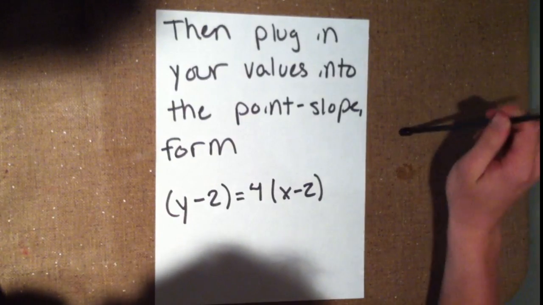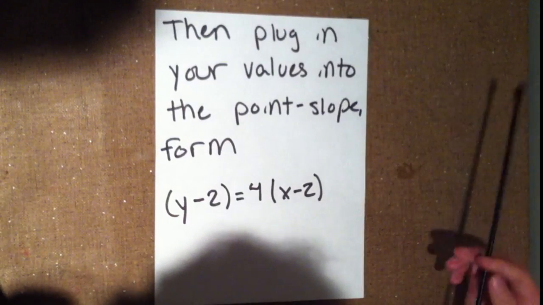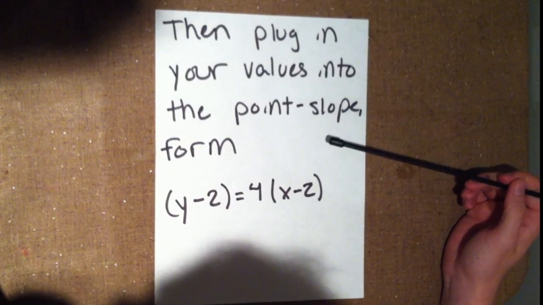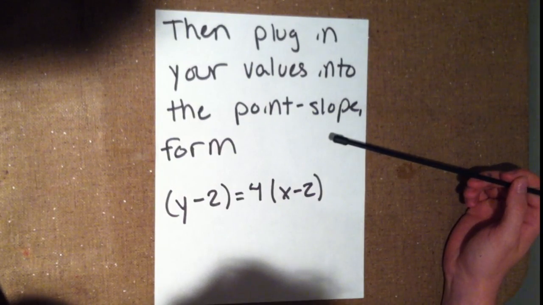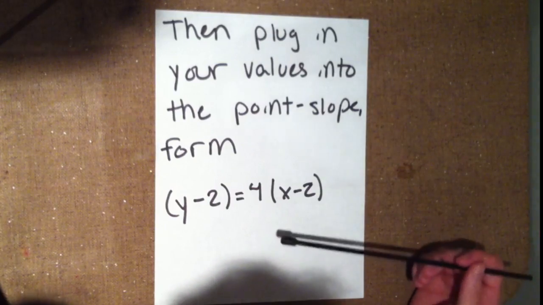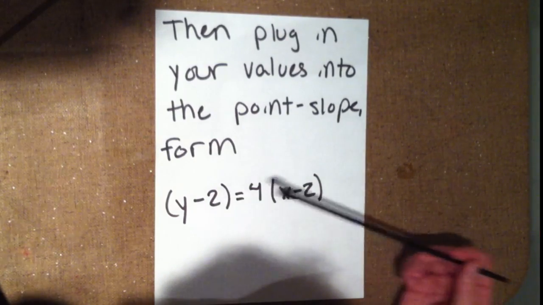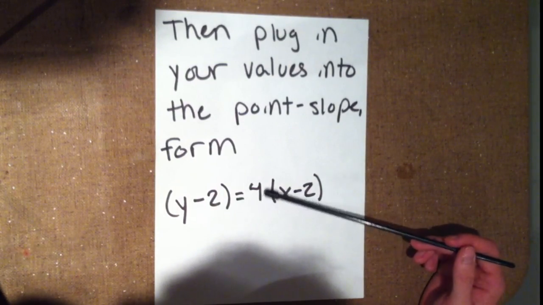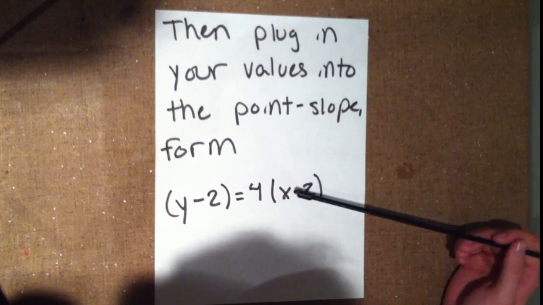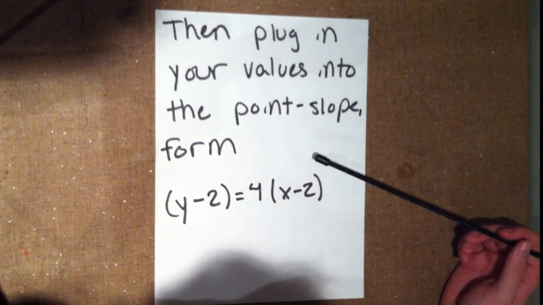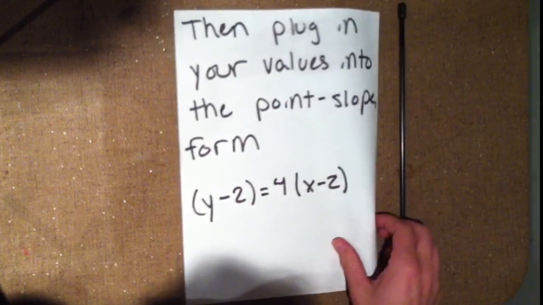The final step is that you then plug in your values into the point slope form. Point slope form is y minus y1 equals m times x minus x1. So we simply plug in our points. y minus 2 equals 4, which was our slope that we found in the last step, times x minus 2. And that is how you find the tangent line of a point.